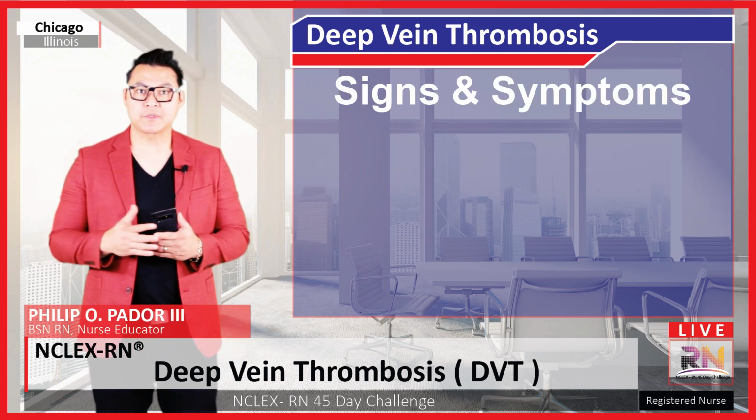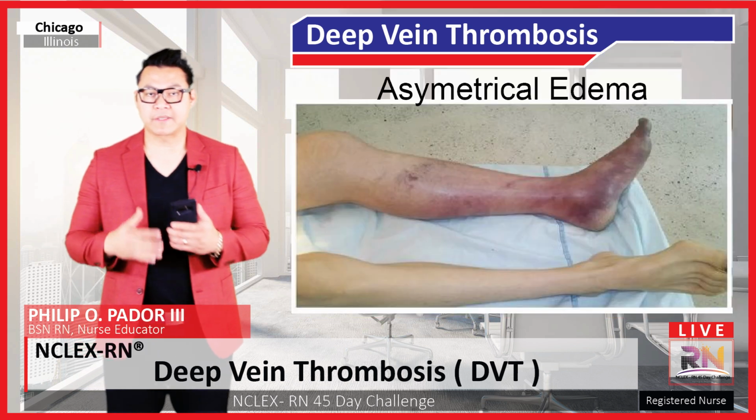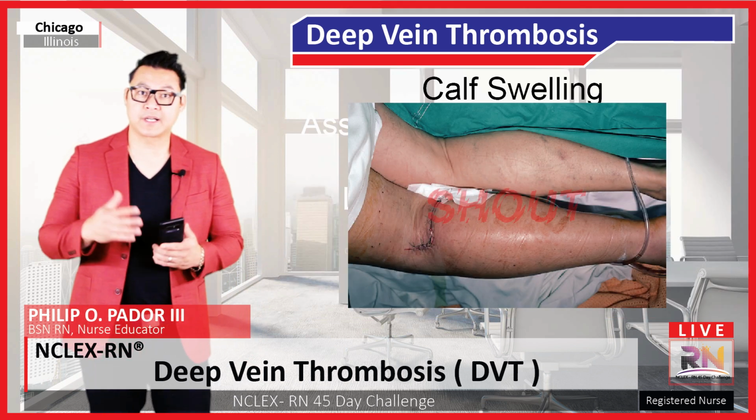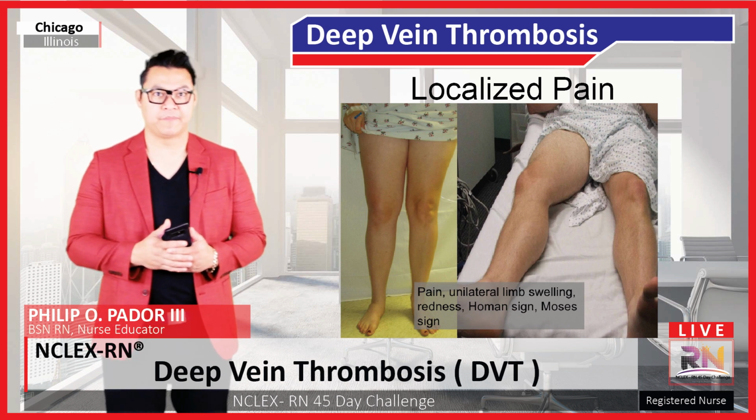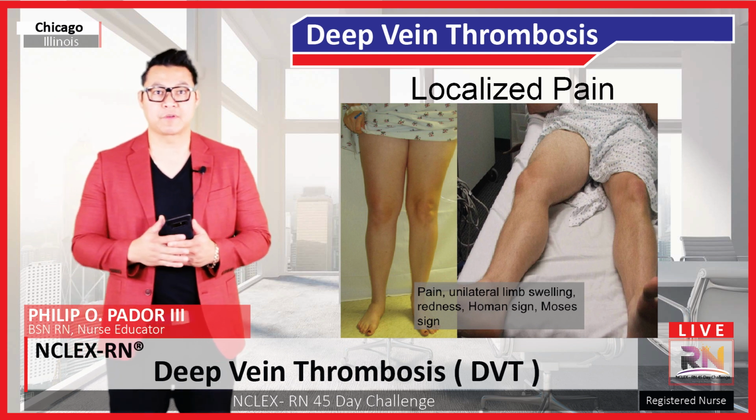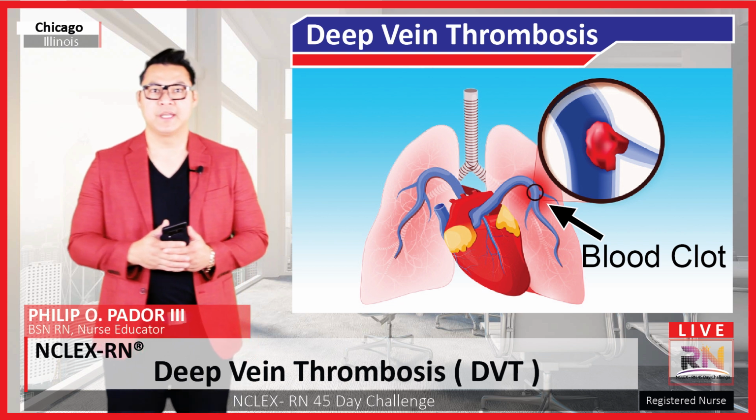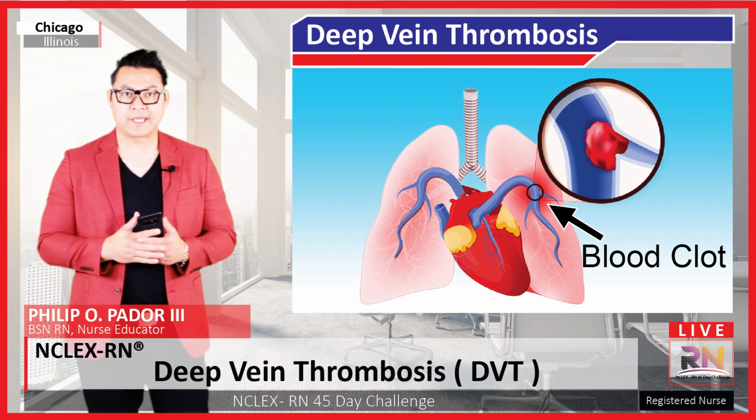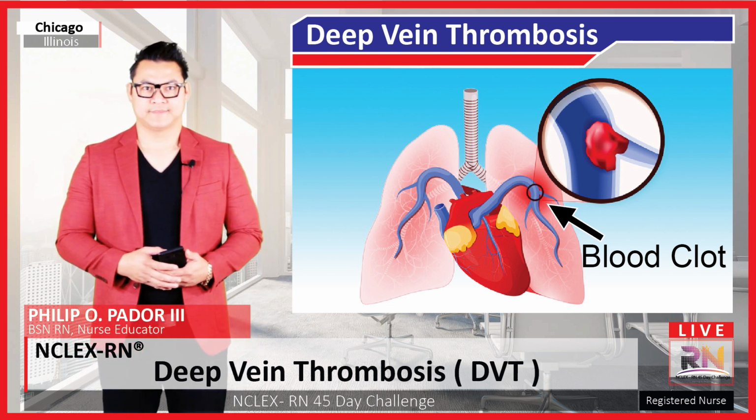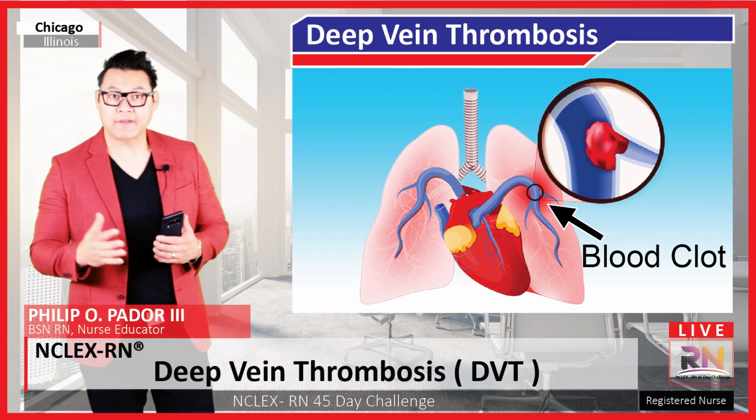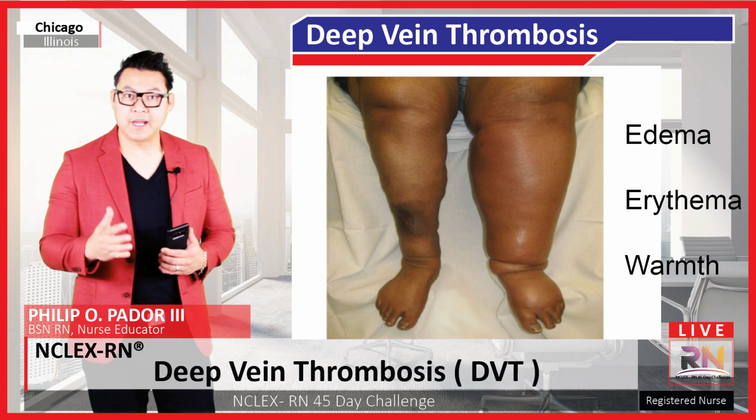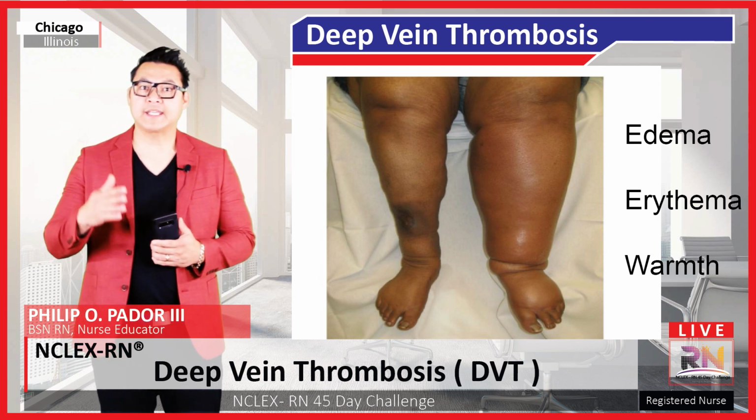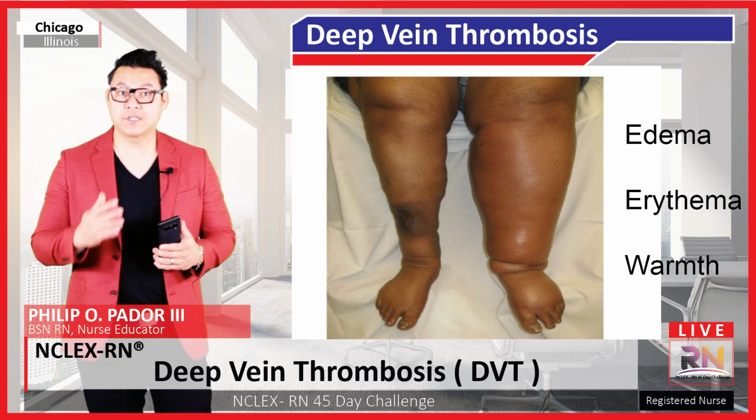The signs and symptoms of DVT include asymmetrical edema, asymmetrical calf swelling, and asymmetrical localized pain in the calf. There can be signs and symptoms of pulmonary embolism as well, which is again a common complication of DVT. Comparing the normal leg on the right with the leg with a DVT on the left, the leg with DVT is swollen, has edema with erythema, and is warm.